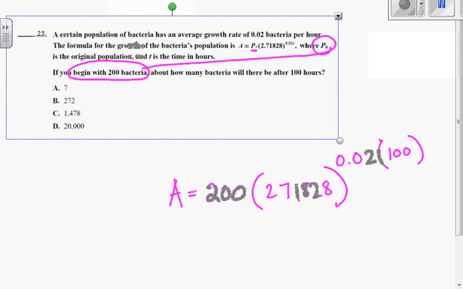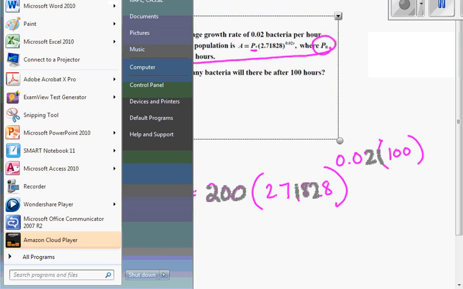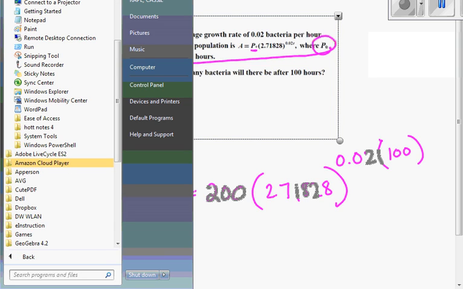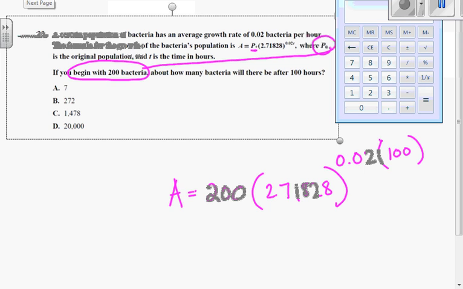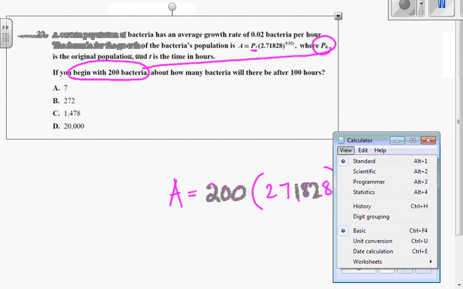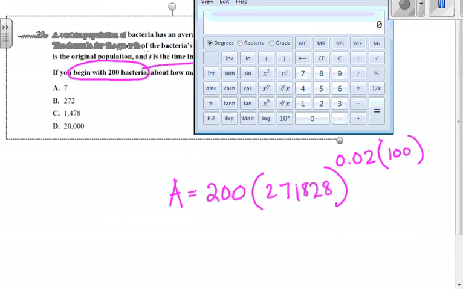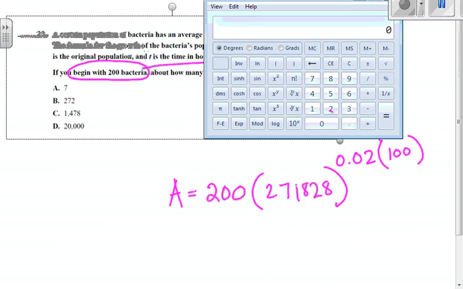Let me get my calculator. All right, view scientific. Okay, you will have a calculator, but 200, nope, nope, nope. Hold on. It thought I was writing. 200 times, open parentheses, 2, and this is where it's going to be pretty important to make sure it's 2.71828, close parentheses.